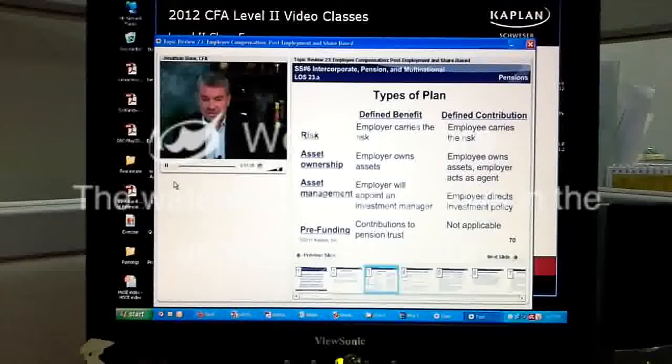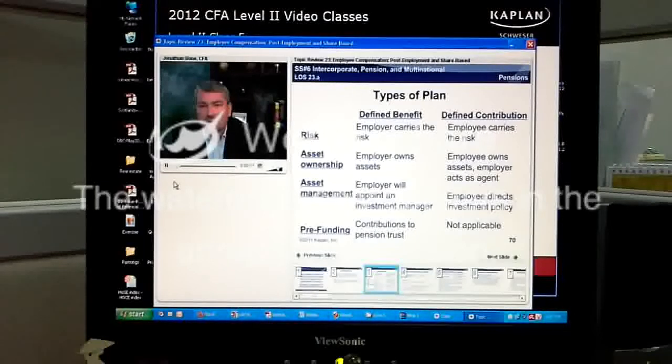Okay, so here are our two major types of plan, defined benefit, defined contribution. We just need to be able to distinguish between them. With a defined benefit plan, of course, the employer is agreeing to make payments to you based on those predetermined factors such as the number of years you've worked and, of course, your final salary. So the employer has all of the risk of ensuring that they have a pool of assets sufficient to generate those cash flows. Because essentially the employer has the risk of making the payments to you, the employer also owns the assets that the fund invests in during the employee's working life. And of course, typically your employer will appoint an investment manager to run the fund on their behalf.